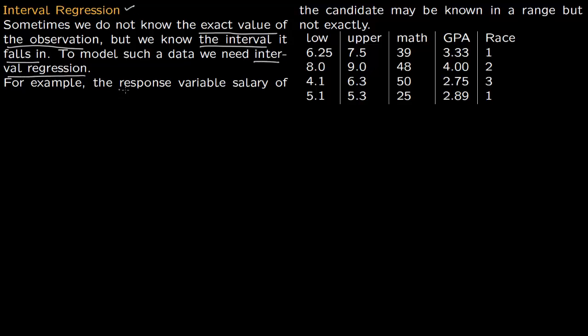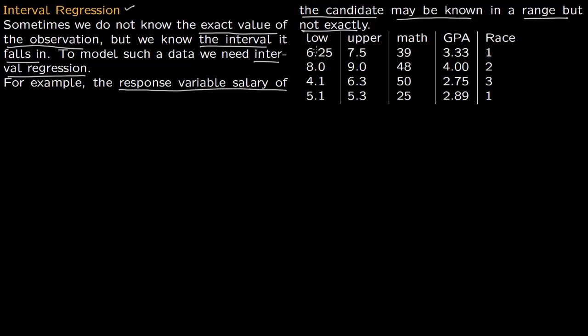For example, the response variable of the salary of a candidate may not be known exactly, but you know a range in which it falls. And this is true for survey data. For example, in survey data, you do not know the exact value, but you know the range of the response variable. Now let us give an example.